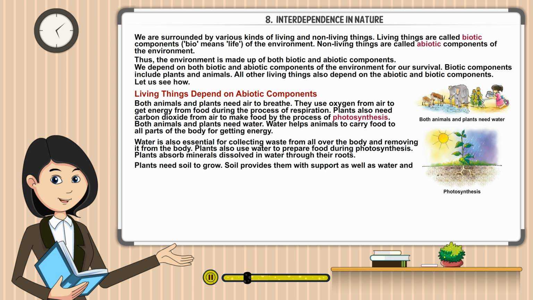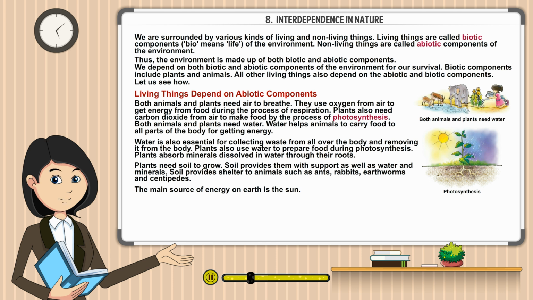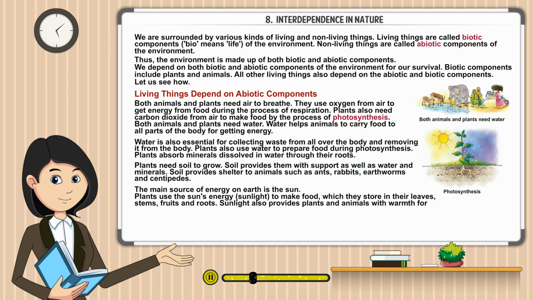Plants need soil to grow. Soil provides them with support as well as water and minerals. Soil provides shelter to animals such as ants, rabbits, earthworms, and centipedes. The main source of energy on Earth is the sun. Plants use the sun's energy, sunlight, to make food, which they store in their leaves, stems, fruits, and roots. Sunlight also provides plants and animals with warmth for survival. Thus, both plants and animals depend on the sun to get energy.